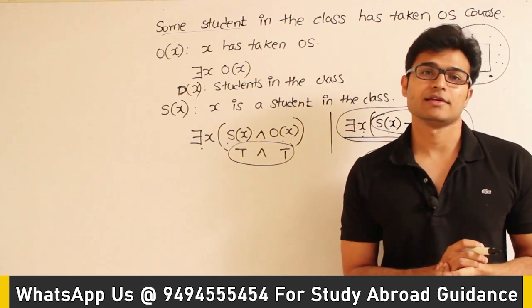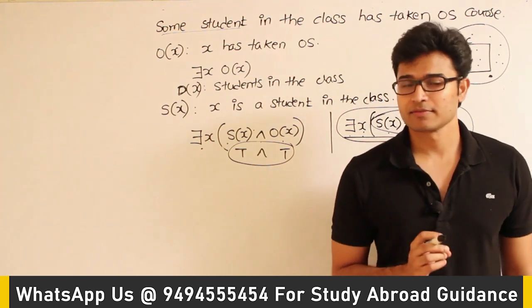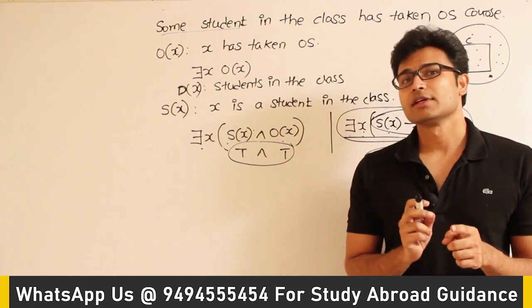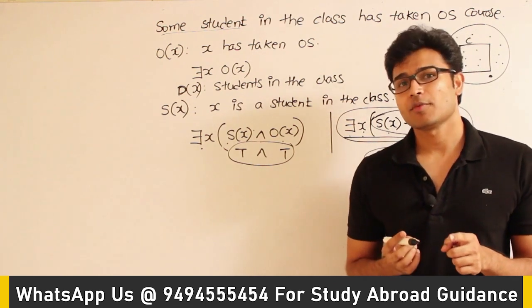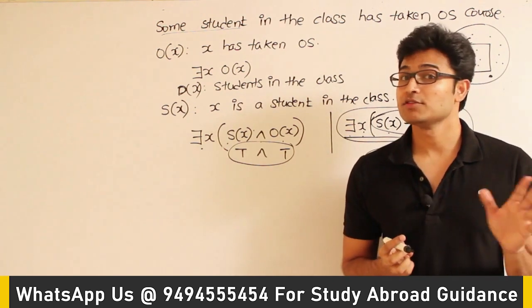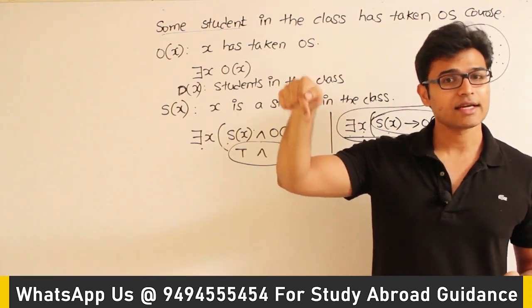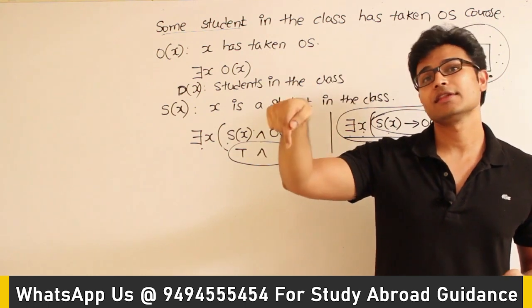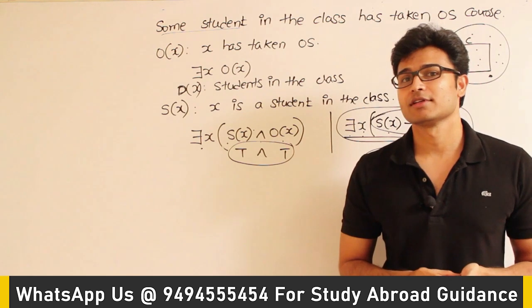Let us say the earlier example was every student in the class has taken operating system. What will be the negation of it? Many people think that no student in the class has taken the operating system. No, that is not the negation. Negation is there exists at least one student in the class who has not taken the operating system, because that is what is going to negate the given statement.